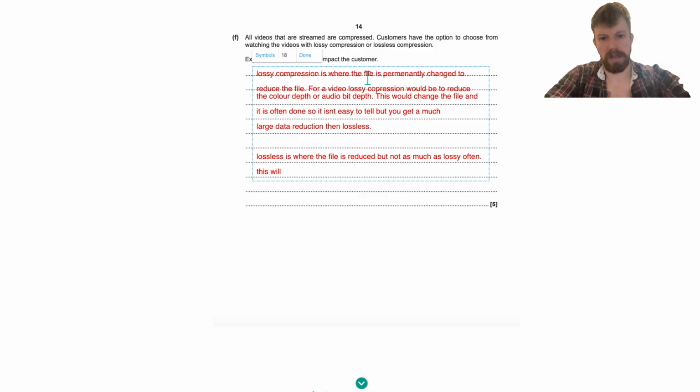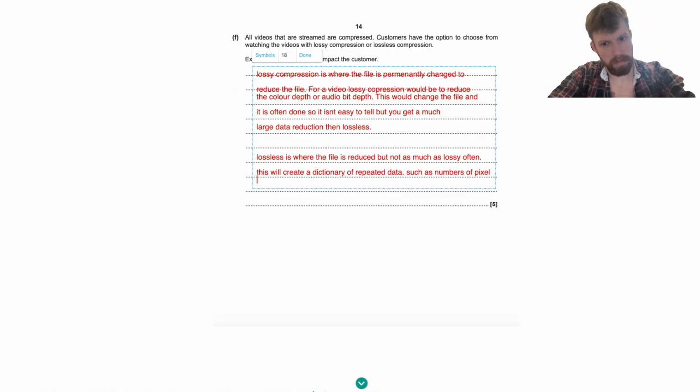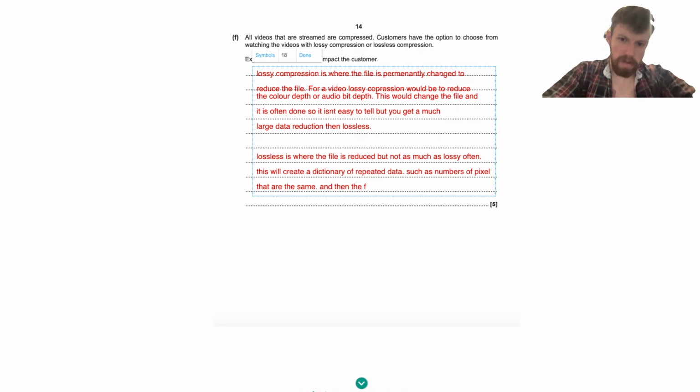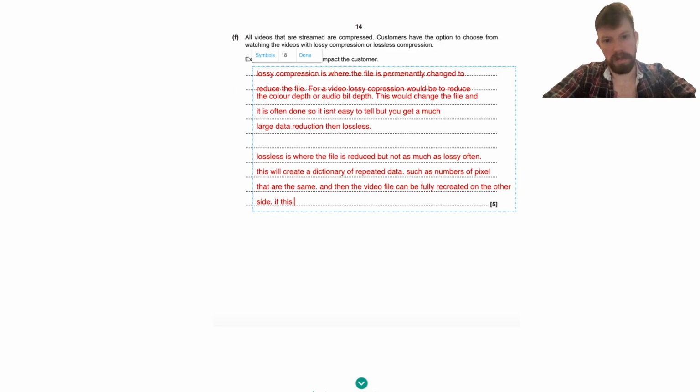This will create a dictionary of repeated data, such as numbers of pixels that are the same. Then the video file can be fully recreated on the other side. If this is important, it can reduce the file partially, but not as much as lossy.